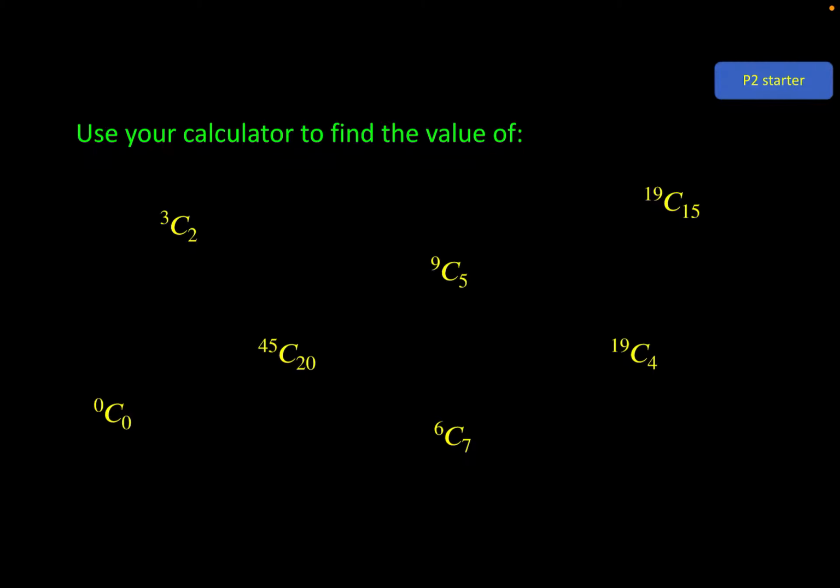Welcome to the second video of the P2 chapter, binomial theorem. On the screen is a starter to refresh your calculator memory with this notation, n choose r. Pause the video now, give this a go, see if you can find all of these values using your calculator button, nCr.